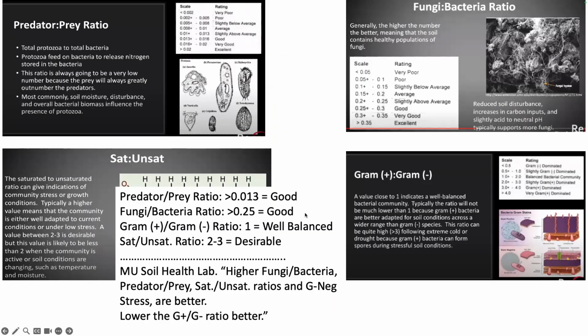And then here's just some things I dug up on the web. Again, most of these people are looking at agricultural fields and things, but certain ratios were listed as good or well balanced. The MU Health Lab was saying that higher fungal to bacteria, predator prey, saturated to unsaturated ratios, and gram-negative stress are better, and the lower the gram-negative ratio, the better. So I can give you some idea of where some of these come out in absolute values, but again, as long as your comparison is a cornfield, it's a little difficult.